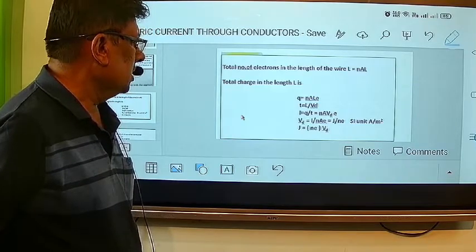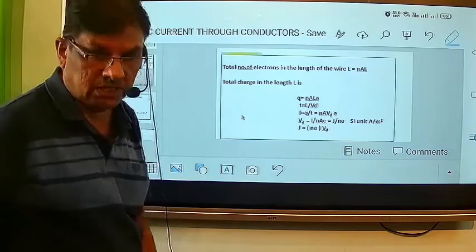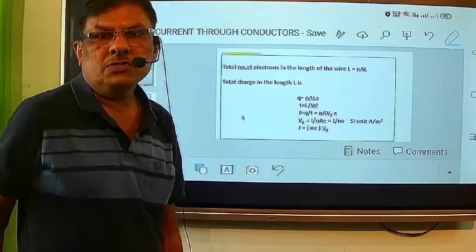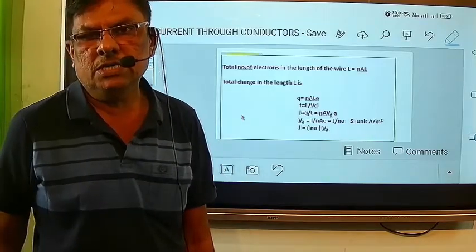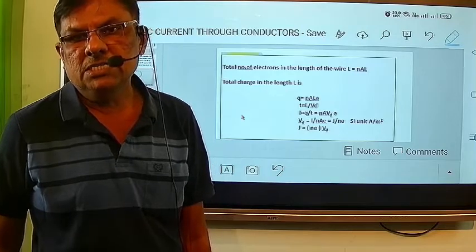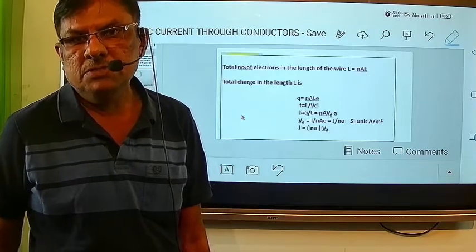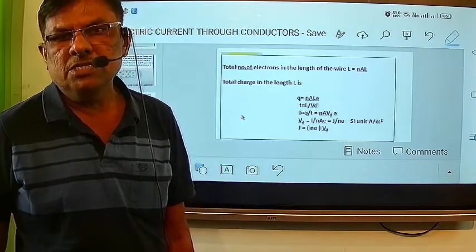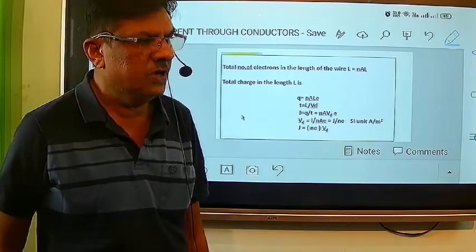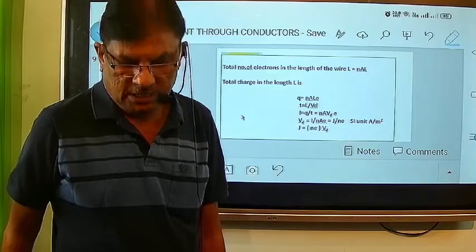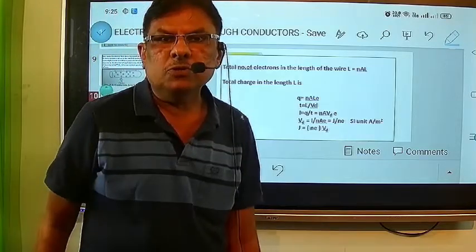So today we have seen the basic things regarding the flow of current due to charge. Charges are of two types, positive charge and negative charge, but mostly we have explained on the basis of electrons, negative charge. So today we will stop here.